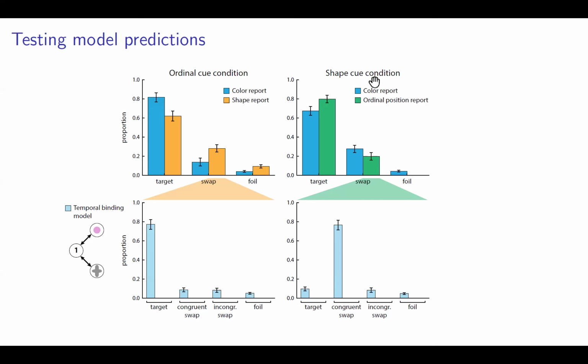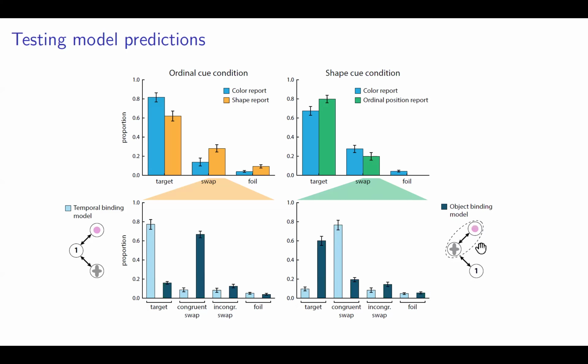Conversely, in the shape cue condition, if we have a swap error in the ordinal position report, then you would expect that the ordinal position that is reported would also be used to retrieve the color, even though the ordinal position is reported afterwards, but we may assume that it still has to be retrieved first and then used to get to the color, which is then also reported. So here we would predict that if the wrong ordinal position is reported, then we should see what is called a congruent swap: the color at that location is also reported, rather than the true target color.